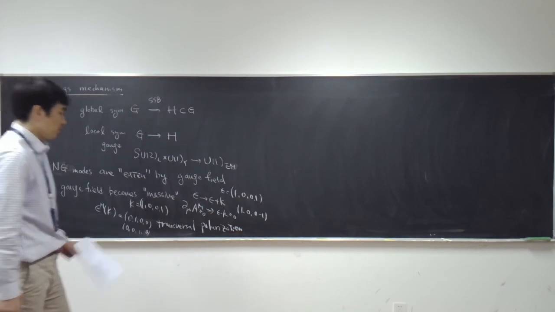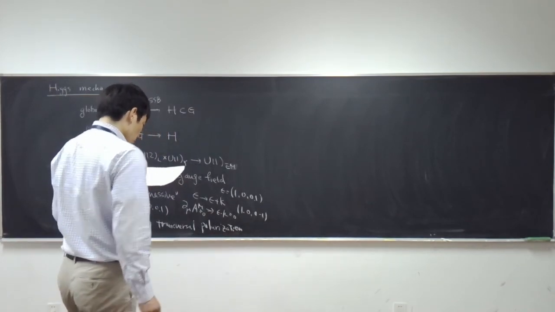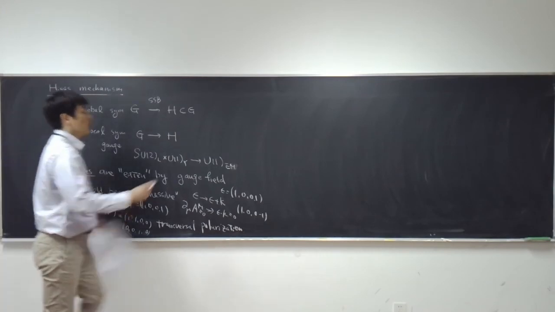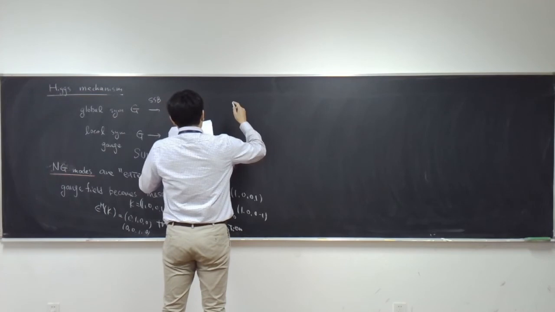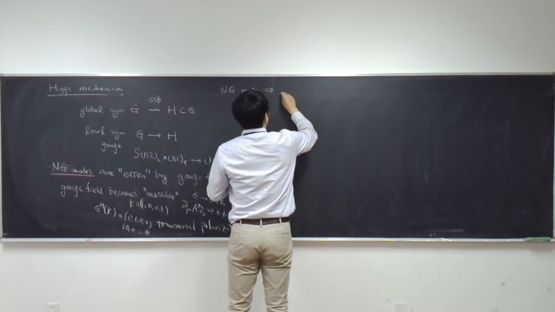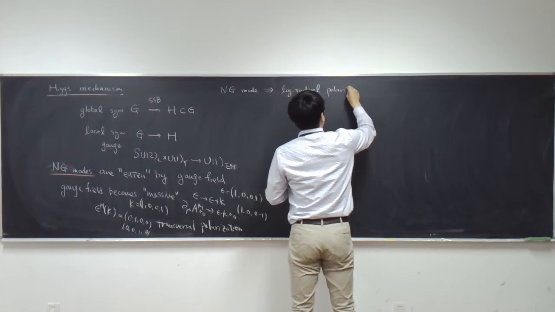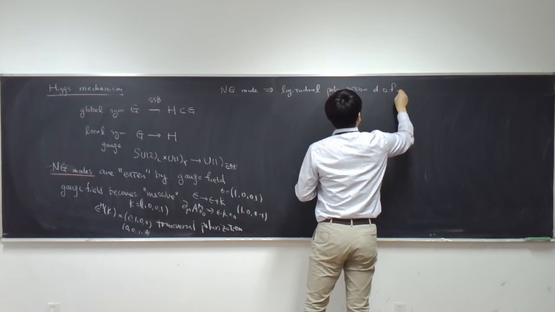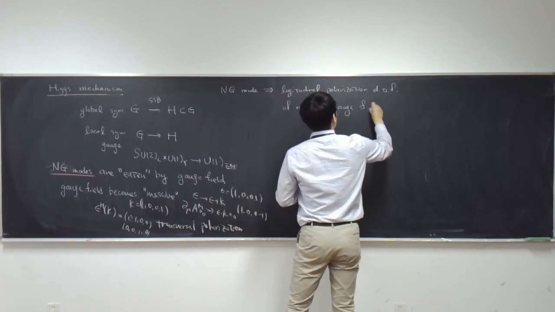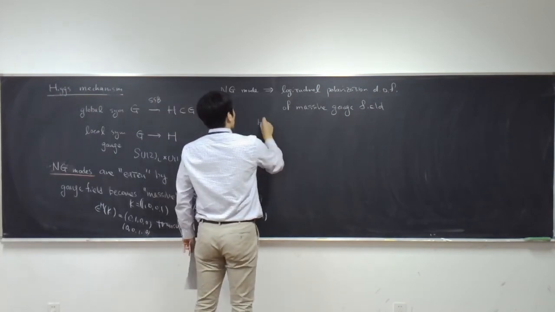However, if the gauge field becomes massive, one can take the longitudinal polarization. Therefore, the Nambu-Goldstone mode is transformed into the third, longitudinal polarization degree of freedom of the massive gauge field. So that's what's going to happen. This mechanism is called the Higgs mechanism.